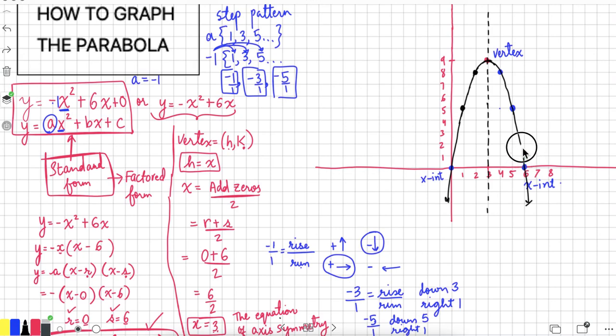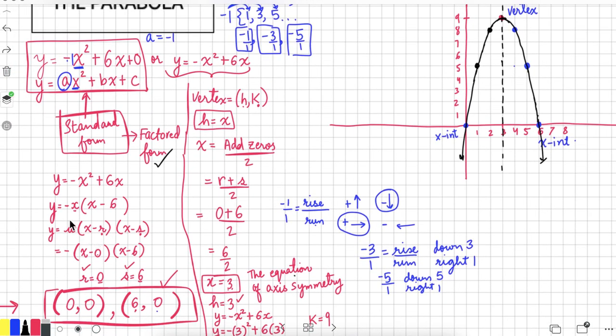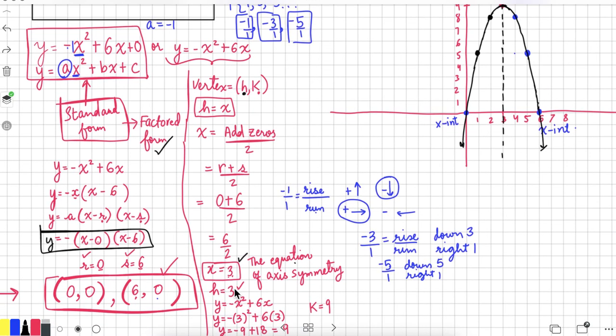So this is how we're going to draw the graph here. Whenever you are given the standard form, we're going to factor it out, so we get the factored form. After finding the factored form, your factor would look something like this. Just identify the r and the s values, those are going to be the x-intercepts. Now using these x-intercepts, we're going to find the vertex, finding the h value first, which is the same as x here. The formula is adding up the zeros divided by 2. Zeros are still the x-intercepts, so zeros are r and s, then divide by 2. And we get this x value here, which is the same as the h value.